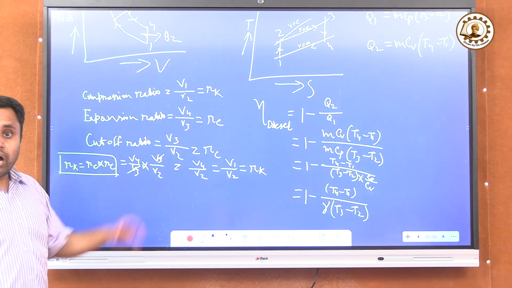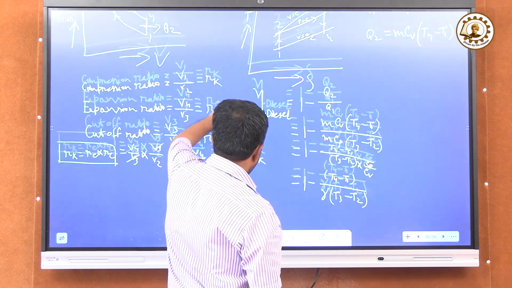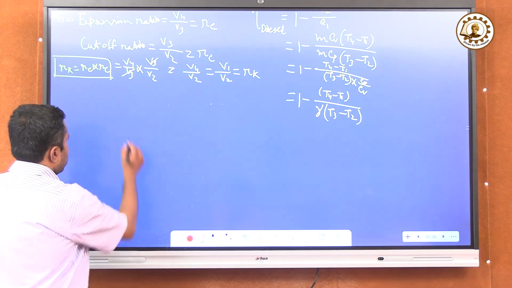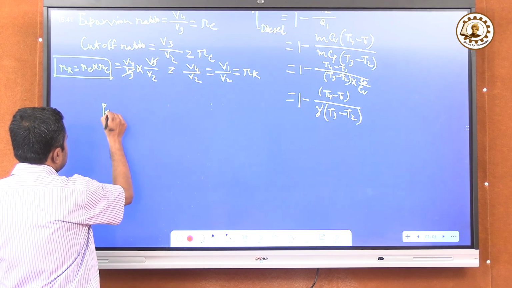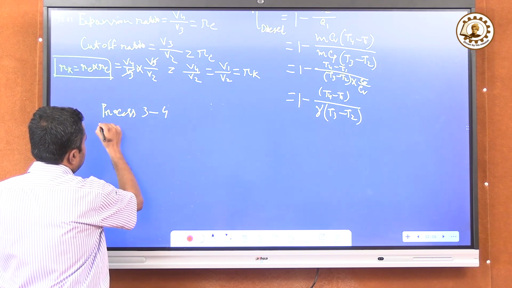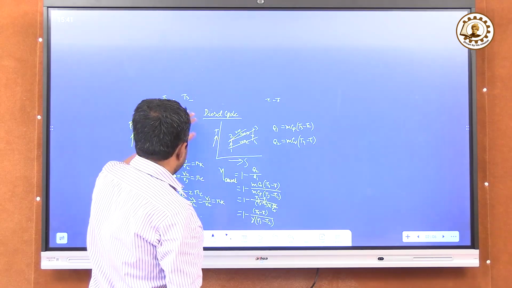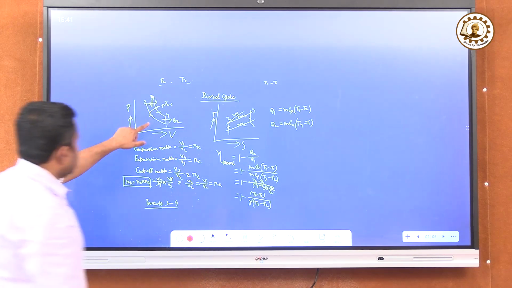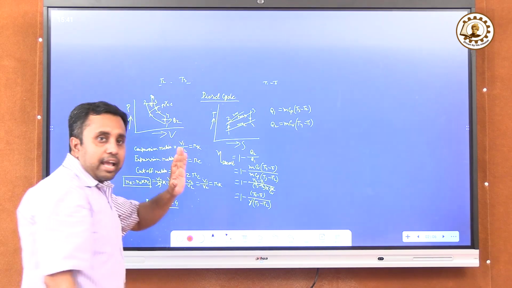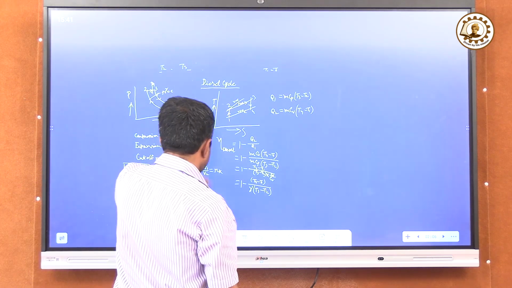In cutoff ratio, how will this look? For that reason, we have to first consider process 3-4. You can see that process 3-4 is an adiabatic process.